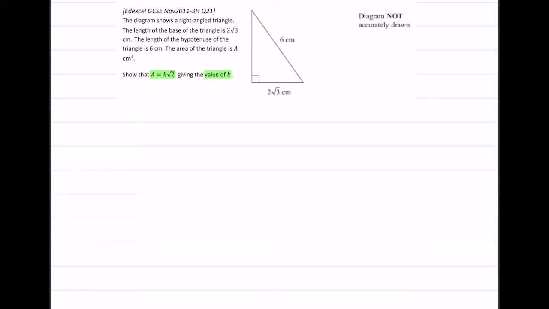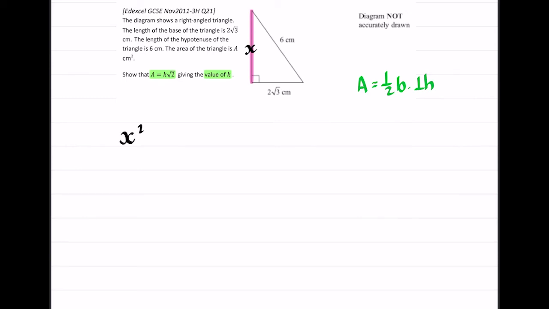Now, in order to work with the area of the triangle, we need to know that the area of a triangle is equal to a half base times perpendicular height. So that means we need this perpendicular height over here. We need that value. So in order to get that value, we're going to start with Pythagoras. So I'm going to call this perpendicular height x.